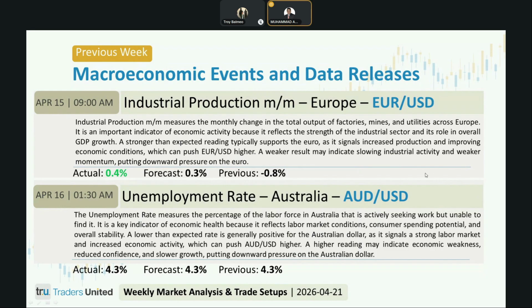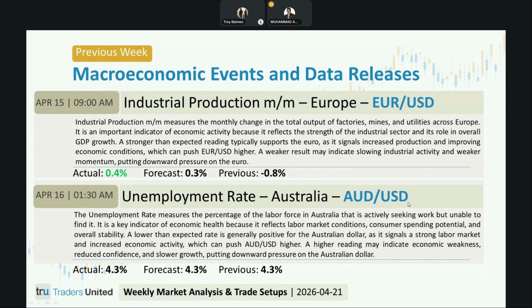Next one is the unemployment rate in Australia. And we got this financial news event last week on April 16th at 1:30 a.m. UTC time.